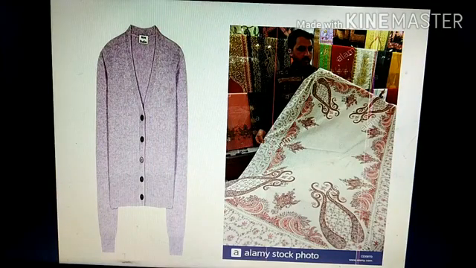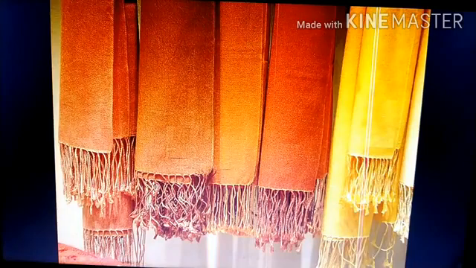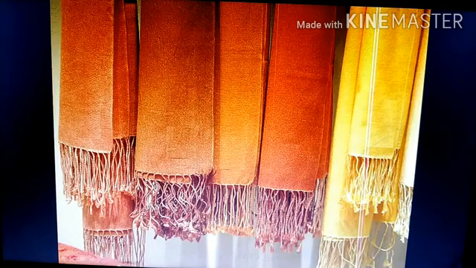Then the Kashmiris know how to make pashmina shawls. Yes, it is a famous item not only in India but also in the international market. This is the way they earn money for their livelihood.